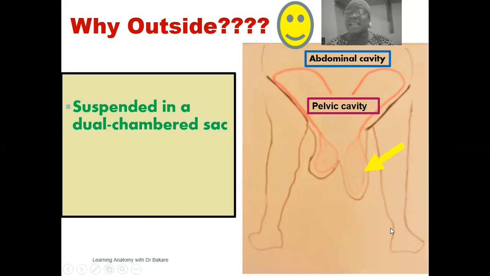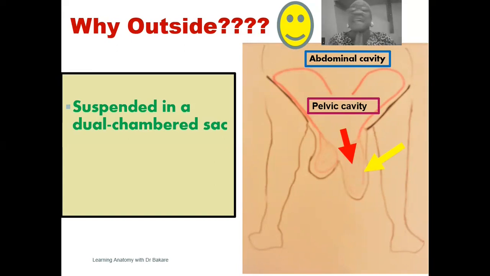The scrotal sac is a dual chambered sac that is located outside the body around the pelvic region. And this sac is seen to accommodate the testis. And this is what is arrowed here in red. So you have the testis located within the scrotal sac, of course, located outside the body around the pelvic region.